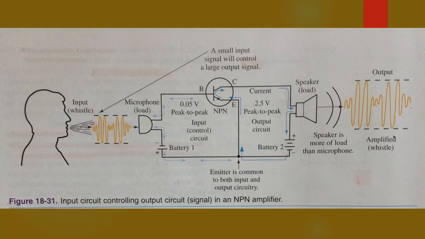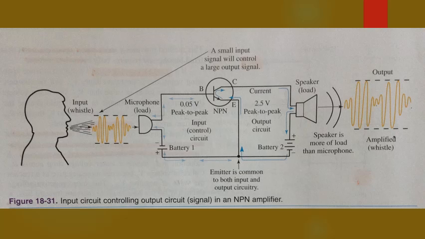Amplifier operation. As was described previously, an amplifier is an electronic device that uses a small input signal, voltage, or current to control a larger output signal. This principle works best when the output load or impedance of the circuit is greater than the input load.